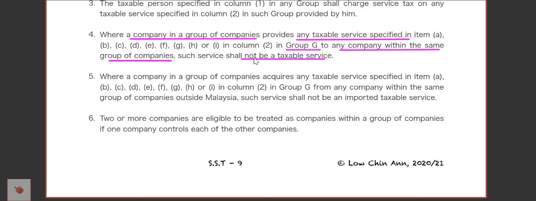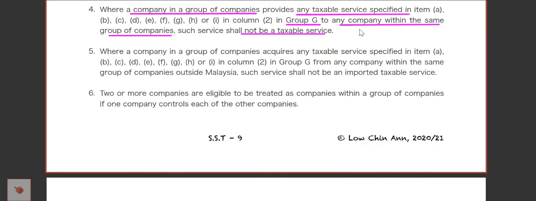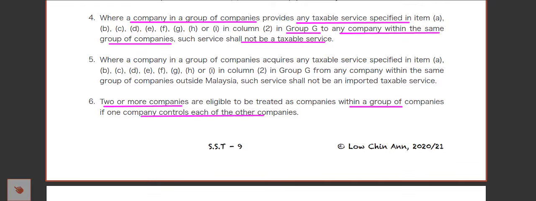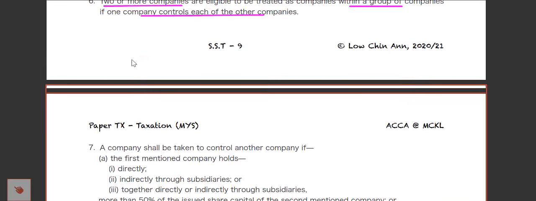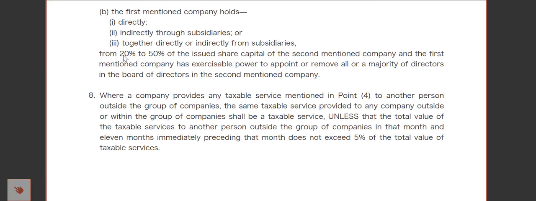Okay, now, how do you know that they are a group? They say 2 or more companies will be considered as a group when they have control. So as long as one company can control the other. Now, but I want you to see carefully item 4.